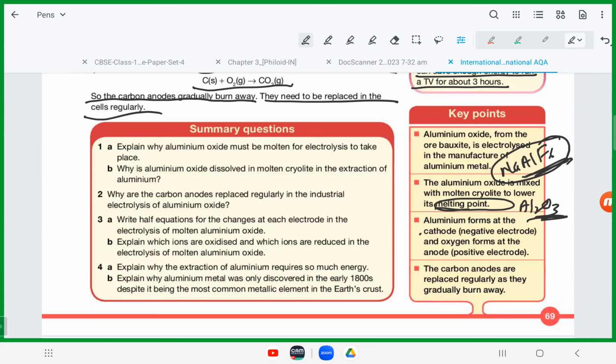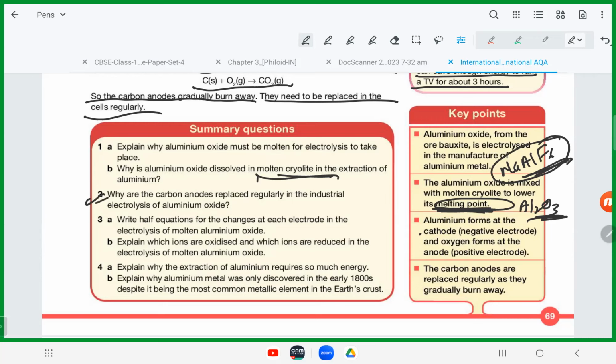Why is molten cryolite used? To reduce the melting point of aluminium oxide so that less energy is used. Reduce the boiling point or melting point, Tarni? Melting point, sorry.